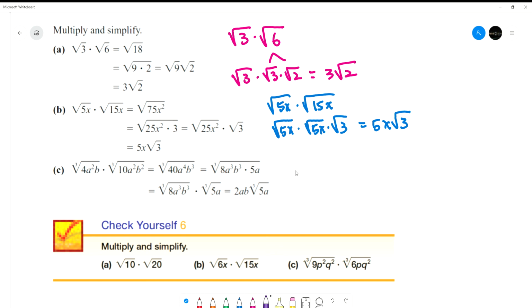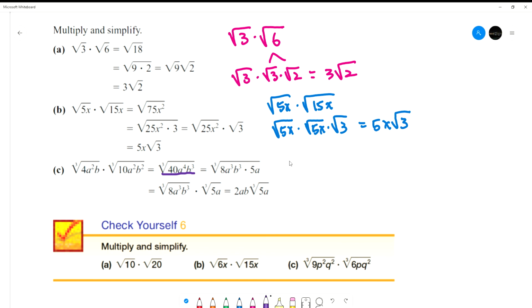Let's look at the cube root. So this problem, it might be easier to actually just combine it. So I would actually just multiply it first to see if it indeed is easier. Sometimes it is, sometimes not necessarily. But if you did combine, it's 40, a to the fourth, b to the third, as you can see right there. And it's a cube root, so we're looking for 8 times 5. So we separate it into cube root of 8a cubed, b cubed, and the cube root of 5a. So this simplifies to 2ab times the cube root of 5a. So this one was pretty easy to do it that way.